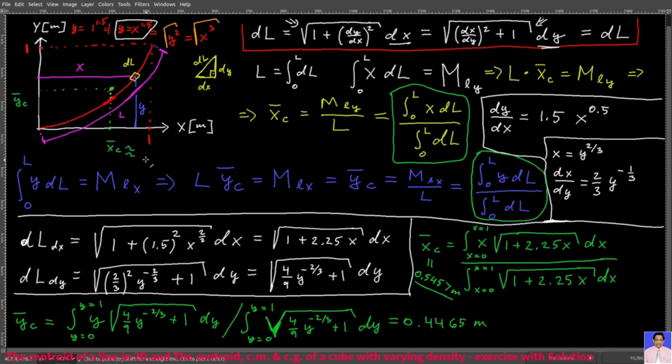So that's what I get. X bar c is approximately 0.546 meters, and y bar c is approximately 0.447 meters. And that means that at this point, you have the centroid of this line. Now, if the density and the gravitational acceleration g are constant, then you already know that your centroid will equal your center of mass, and that will also equal the center of gravity. However, if they are not, then that would change the result, of course.